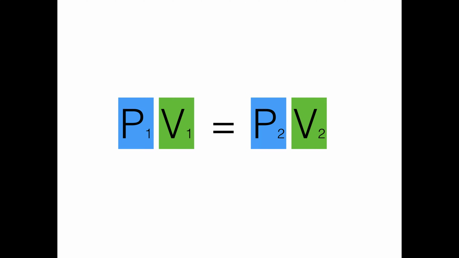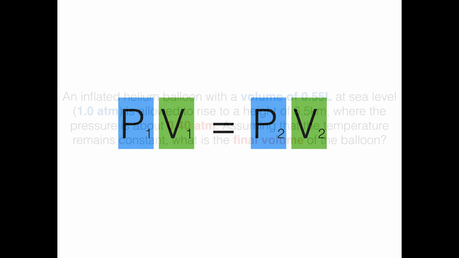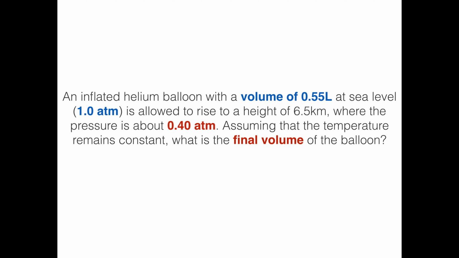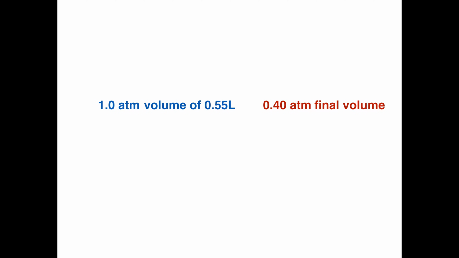My initial pressure and volume equals my final pressure and volume, sorry, not temperature. So I want to see what my initials were. I started off with 0.55 liters of volume at 1 atmosphere.